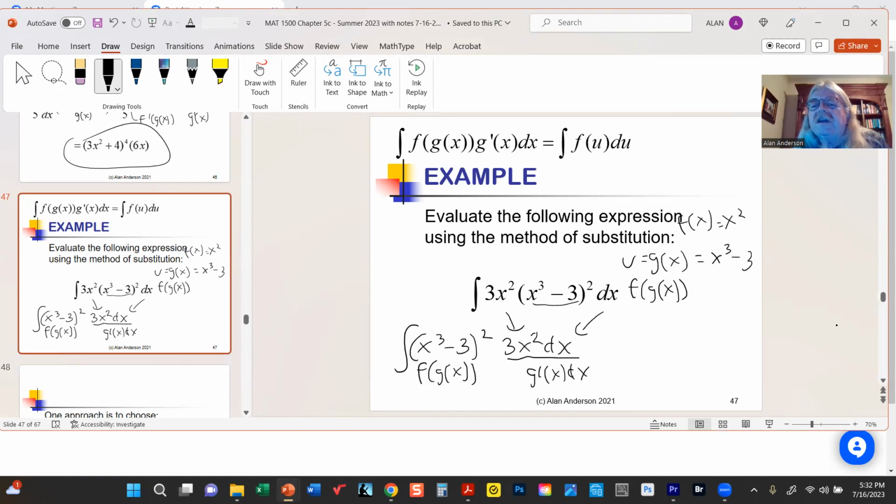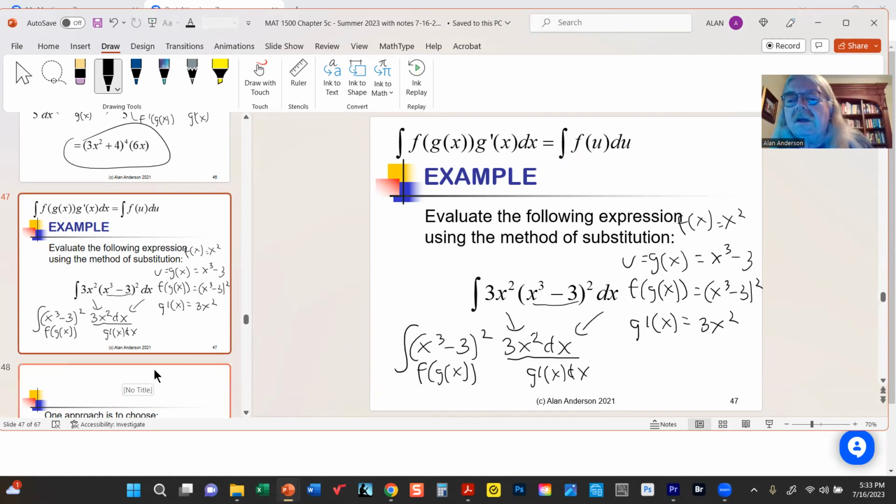So that f of g of x is x cubed minus 3 squared. And that's what we have. And then as far as g prime of x is concerned, that would therefore be, based on the power rule, 3x squared. And so it appears that we do have what we're looking for. We do have f of g of x, we have g prime of x, and we have dx.